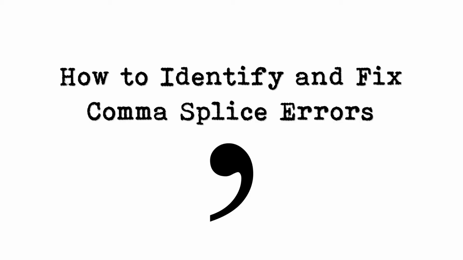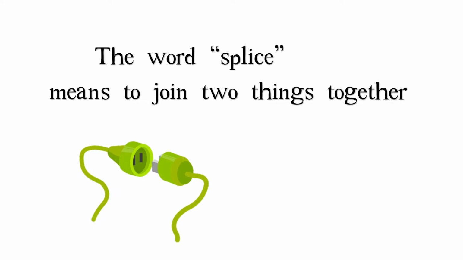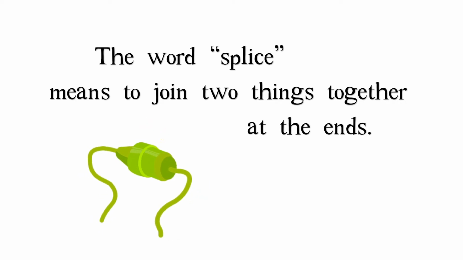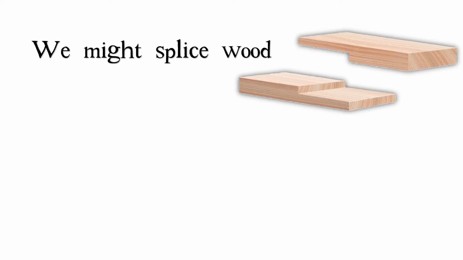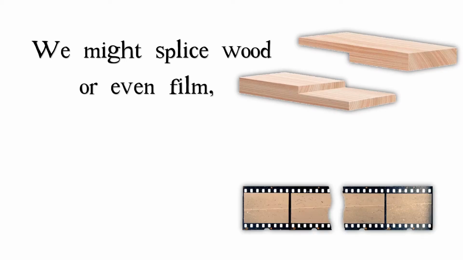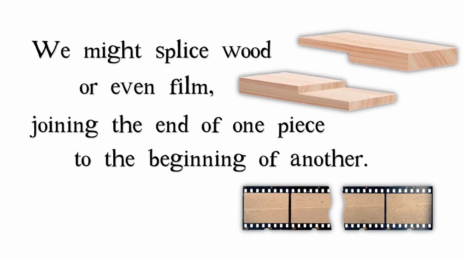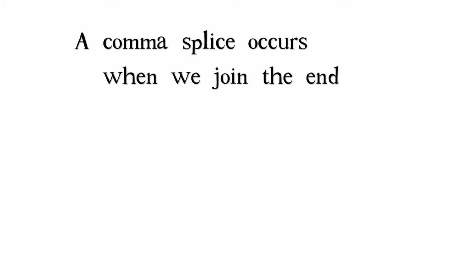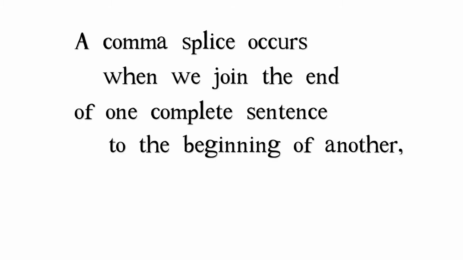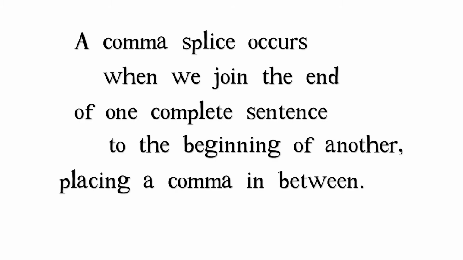How to identify and fix comma splice errors. The word splice means to join two things together at the ends. We might splice wood or even film, joining the end of one piece to the beginning of another. A comma splice occurs when we join the end of one complete sentence to the beginning of another, placing a comma in between.